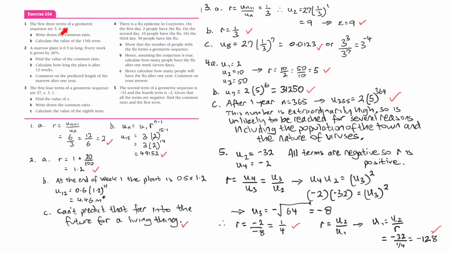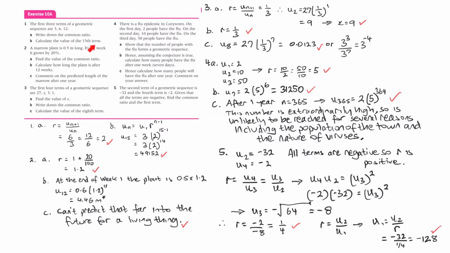Number one, the first three terms of a geometric sequence are 3, 6, and 12. Write down the common ratio. Well, the common ratio of a geometric sequence is defined as u(n+1) over un. So that would be u2 over u1, for example, or u3 over u2. So here we're going to put u2 over u1, and we've got 6 over 3. Now that should equal 12 over 6 if it's geometric, and 12 over 6, they both equal 2, so r is 2. That's the common ratio.